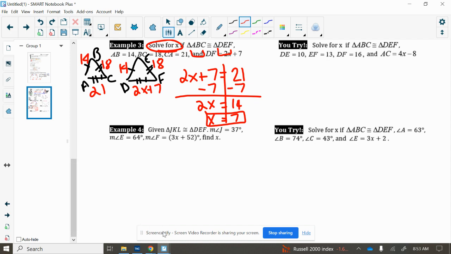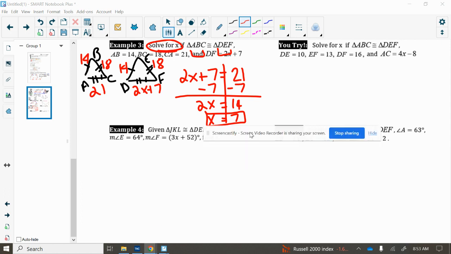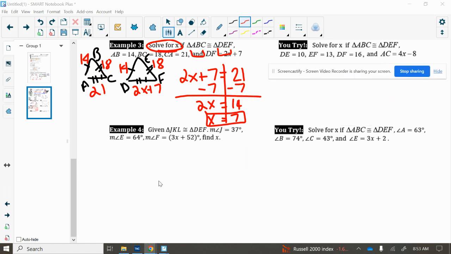All right, our final example of the day is dealing not with the side lengths, but with the angle measures. So again, just to visualize, I'm going to draw two triangles. This time we have J, K, L, and they're telling us that is congruent to D, E, F. And angle J this time is 37 degrees, which means angle D would also have to be 37 because they're congruent. Angle E is 64.